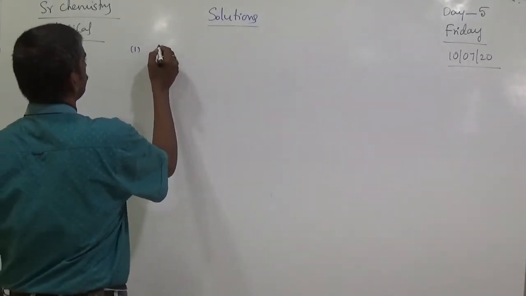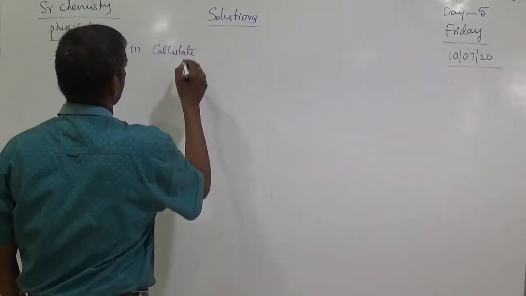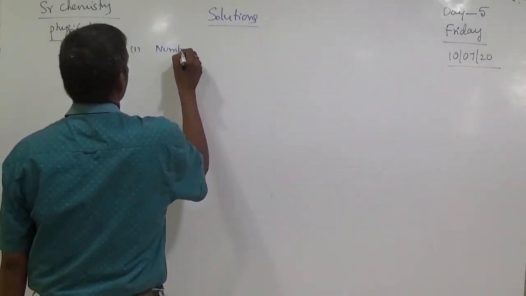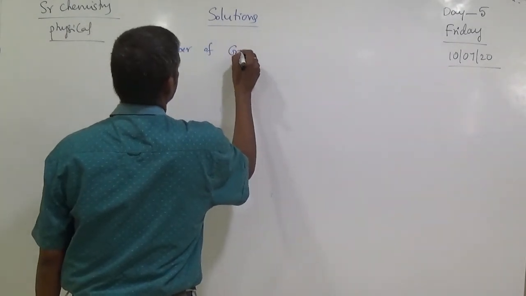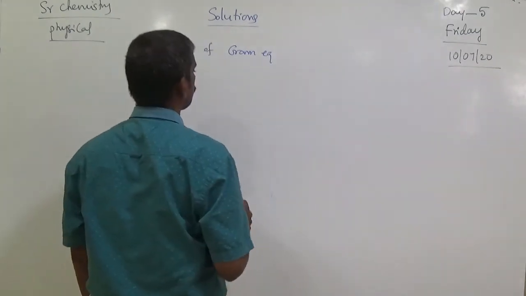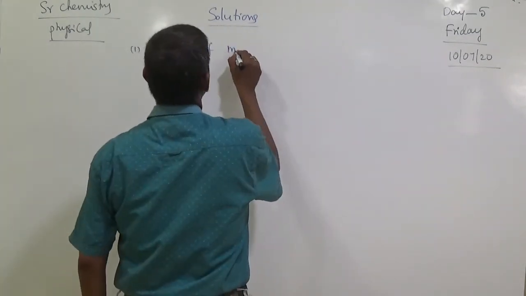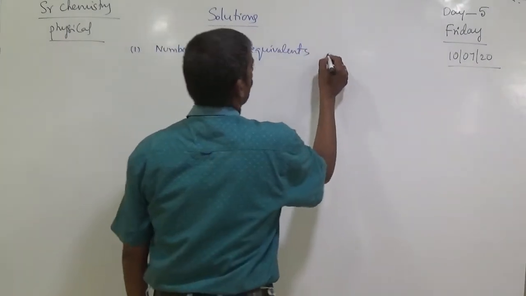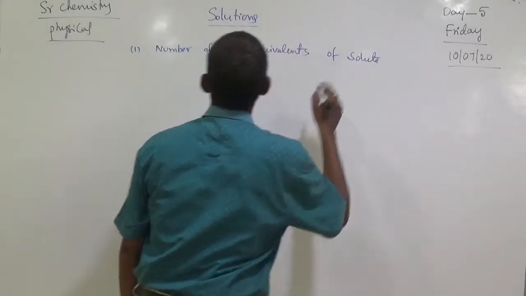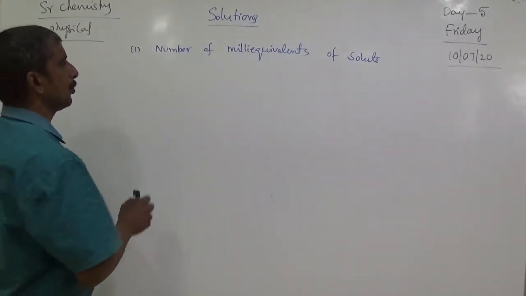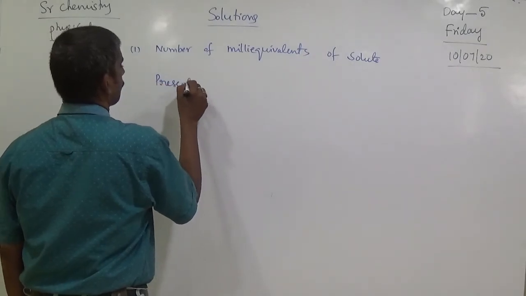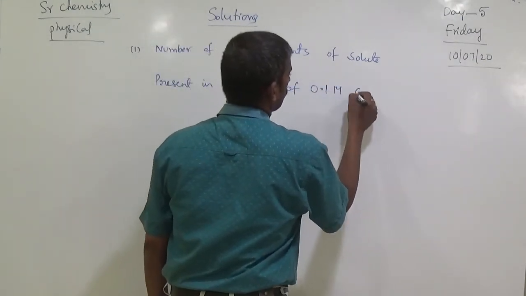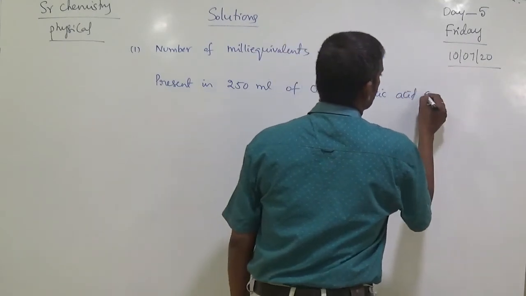There are some model problems. One objective model: the number of milli equivalents of solute present in 250 ml of 0.1 molar oxalic acid solution.